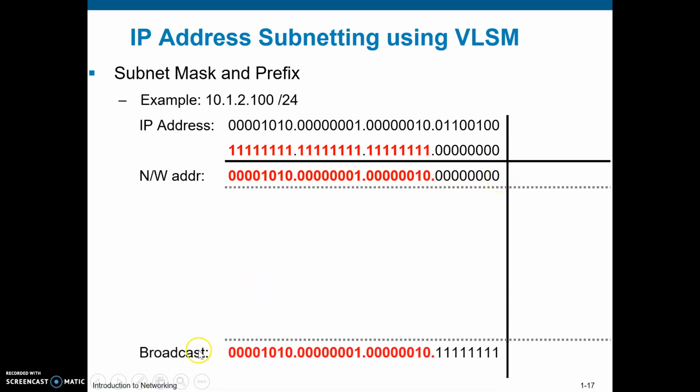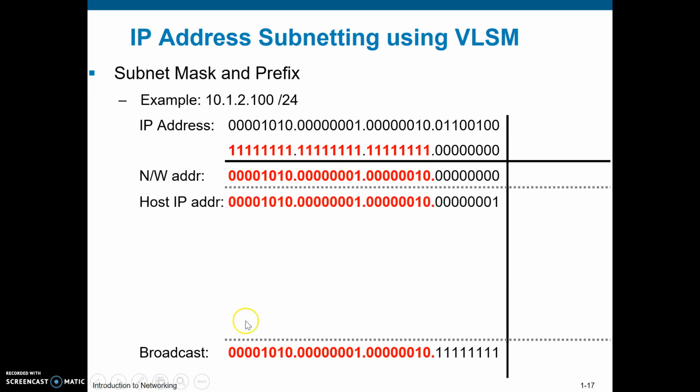Next, your broadcast address. Your broadcast address is where all the host bits are set to 1. So your network bits remain the same, 10.1.2, and the host bits are all set to 1. This will be your broadcast address.